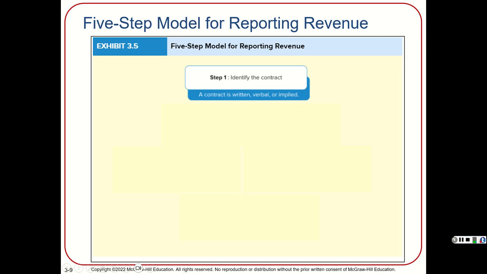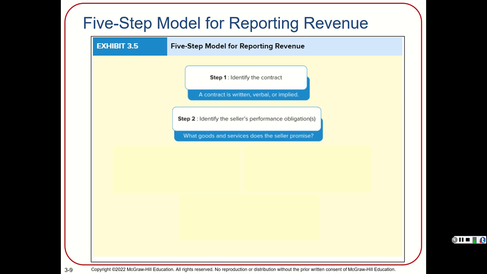So the first thing we're going to do is identify the contract. A contract is written, verbal, or implied. This is step one. This is something that is being promised by the company. Sometimes if the services or products are not handed over yet or performed yet, then a contract has to be written because perhaps it's a major service or a large product that they're selling and the amount of money is quite a bit and they want to make sure they have it in a contract.